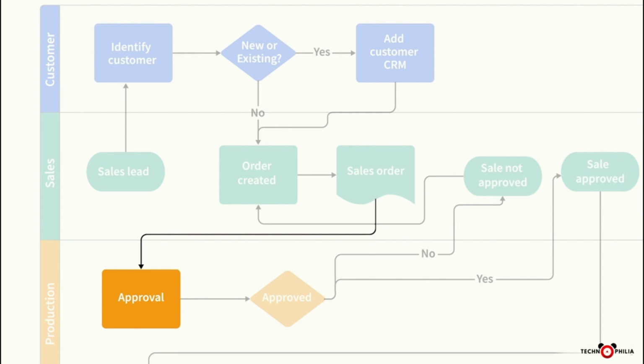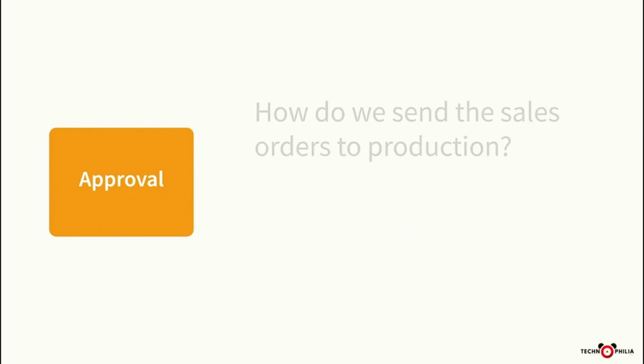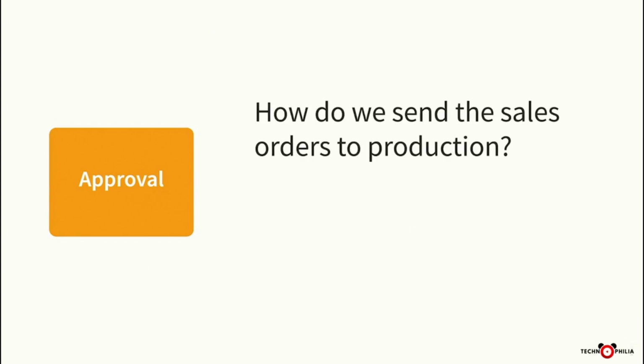The question on the data here is, how do we send sales orders to production? Is it in a system? Is it a spreadsheet? Is it through an email with a PDF attachment? And then where is the data that holds the actual approval or the lack of approval? Is it the same system that holds the sales order?